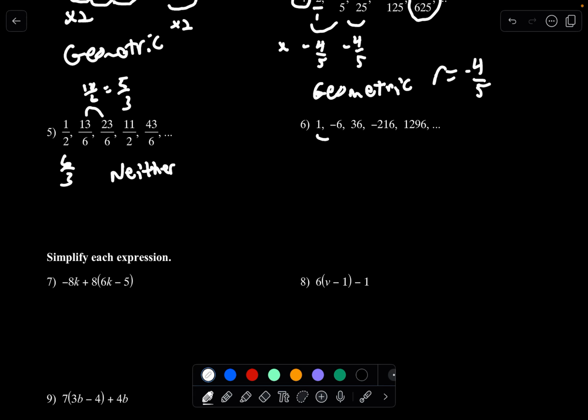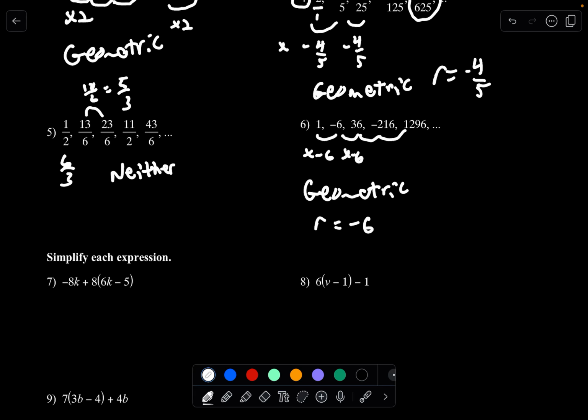Okay, going from 1 to negative 6. Notice we are switching signs here. So that means it can't be arithmetic because it's only going to constantly add a positive number or constantly add a negative number. To switch signs, you have to be multiplying by a negative. So it's got to be geometric, if anything. So to go from 1 to negative 6, we multiply by negative 6. Negative 6 to positive 32, we multiply by negative 6. It looks like it's geometric. And r, the common ratio, or the number you're multiplying by, is negative 6.